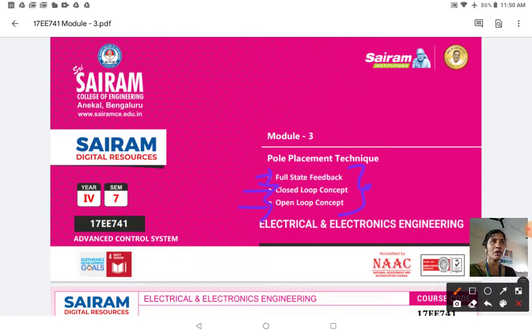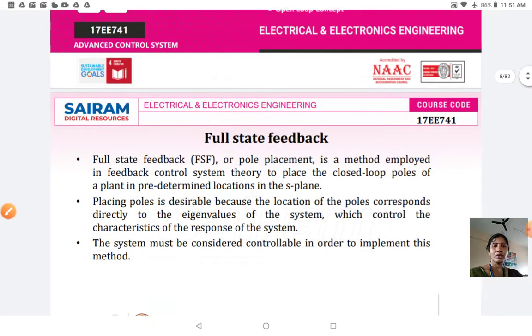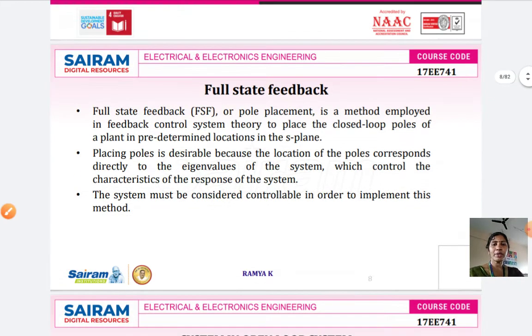So the concept of what will happen to the system stability when you are connecting the system under closed loop condition and open loop condition. Because connecting a system under closed loop condition is very important, and utilizing the feedback from output is also important to maintain the stability of the system. So what is meant by full state feedback?